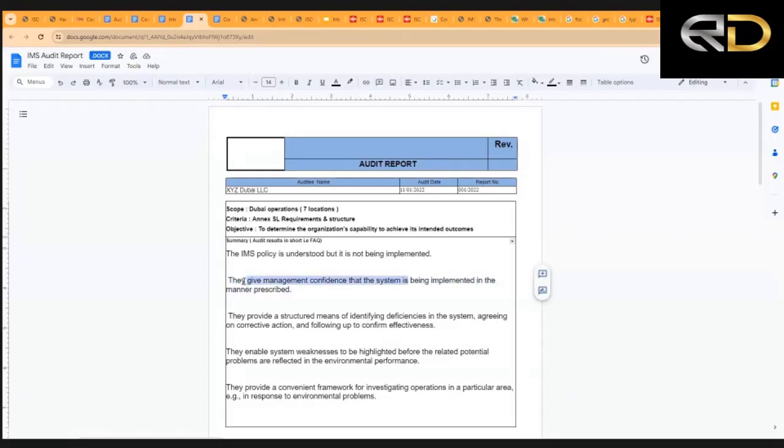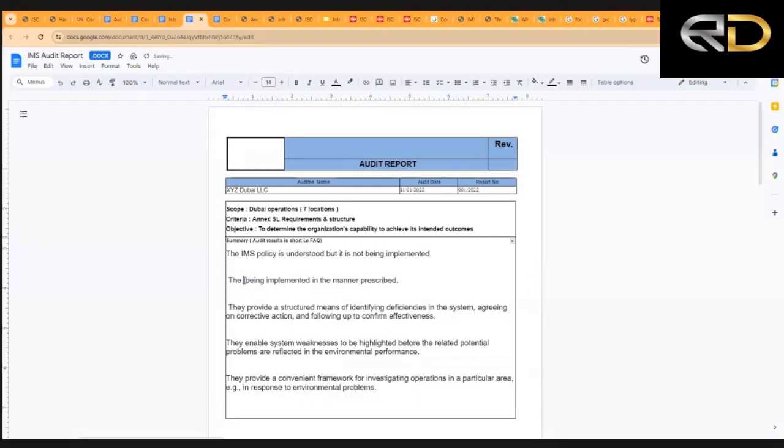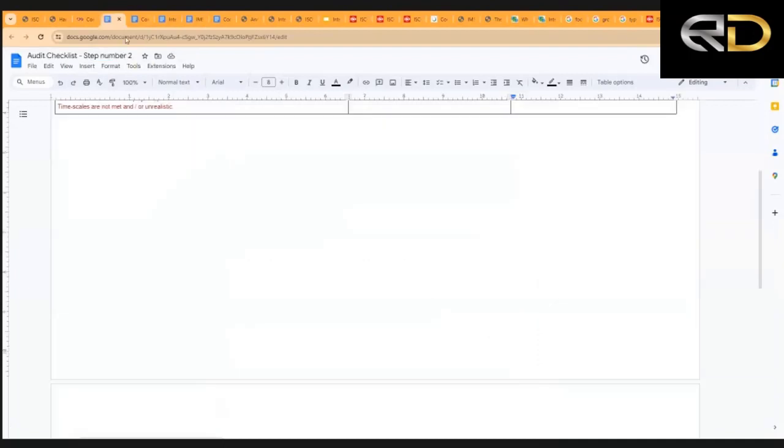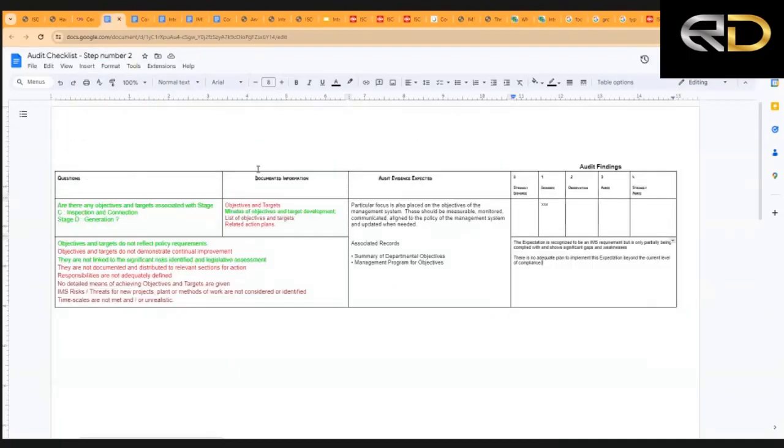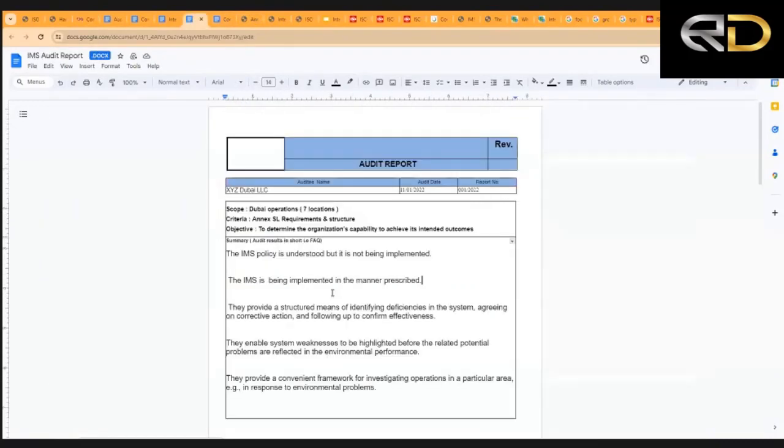So you can come over here and say the IMS is being implemented in the manner prescribed, if that is what you saw from the rest of the audit checklist. That is basically how you write an IMS audit summary, summarizing all these reasons.